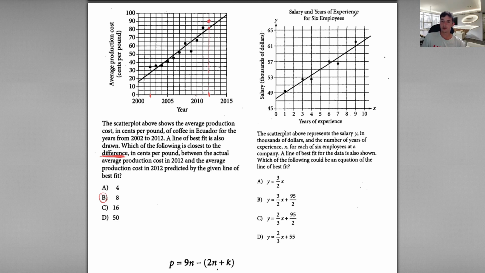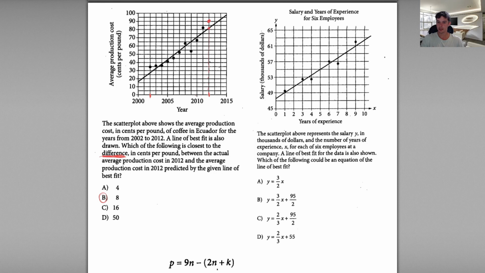Salary in years of experience for 6 employees. So 1, 2, 3, 4, 5, 6. I know that much. And I also know the salary in thousands of dollars based on the years of experience. In 1 year of experience, the salary is around 49,000. 3 years, around 53. 4 years, around 53. 6 years, around 57, and so on. So they made a line of best fit.